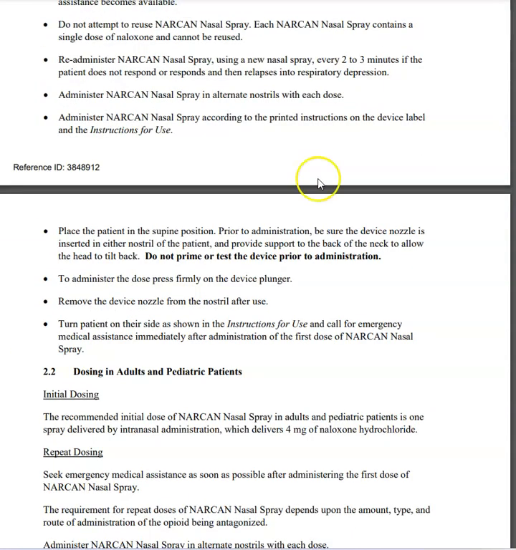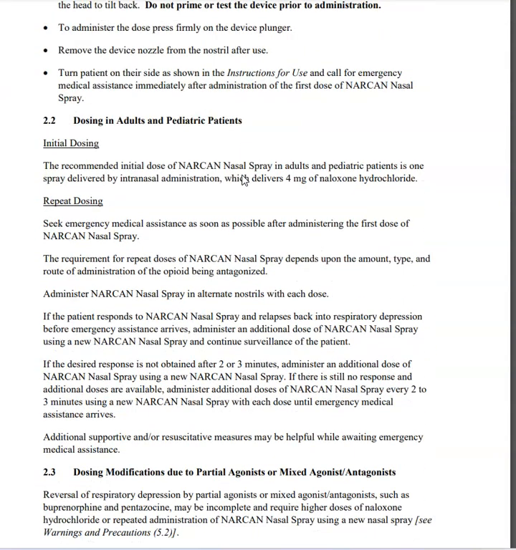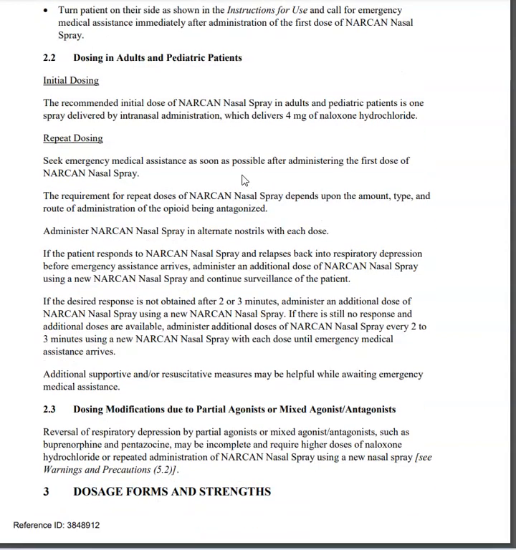Now, let's scroll down here. You put the patient in the supine position. Supine just means on their back. Prior to administration, be sure the device nozzle is inserted into either nostril of the patient and provide support to the back of the neck to allow the head to tilt back. Do not prime or test the device prior to the administration, meaning stick it in the person's nostril and push the device plunger. Remove the device after you push the plunger, call 911, and if necessary, if the person's unresponsive, you will be starting CPR.